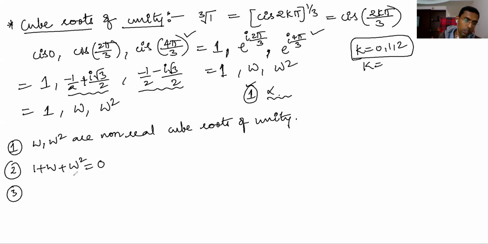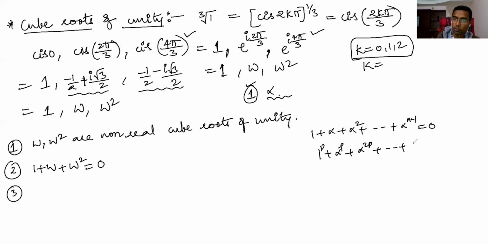Okay, so here, two things. Yesterday we discussed that the sum of nth roots of unity is 0. But the sum of pth powers of nth roots of unity, I told this also: the sum of pth powers of nth roots of unity is 0 if p is not a multiple of n.